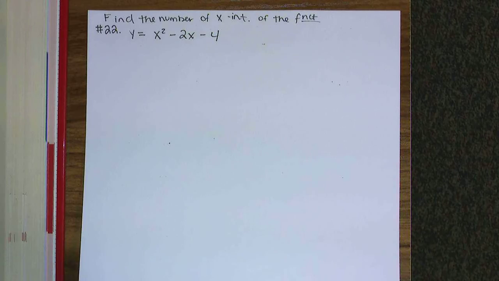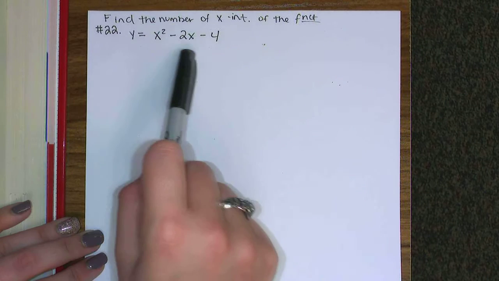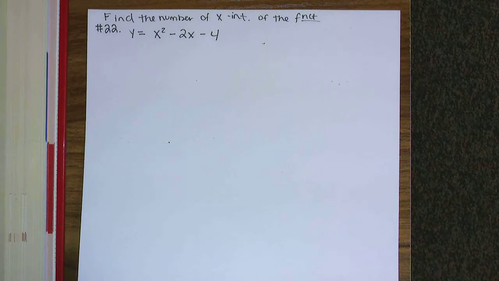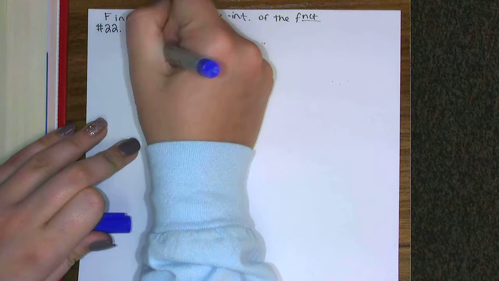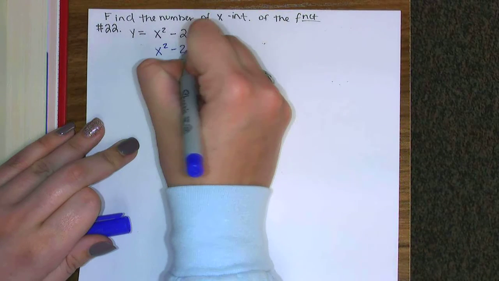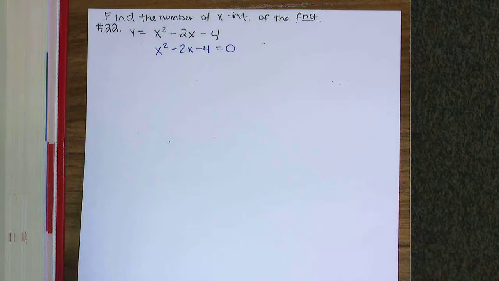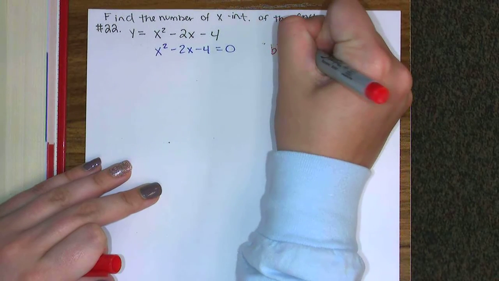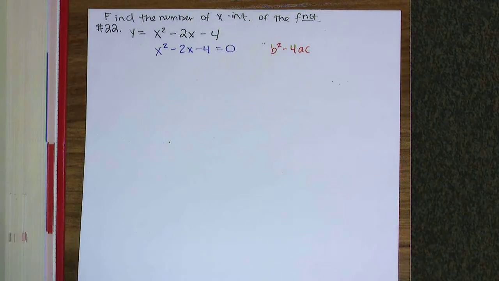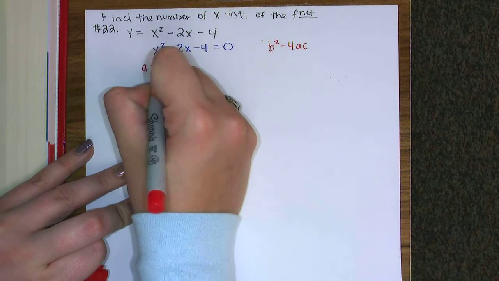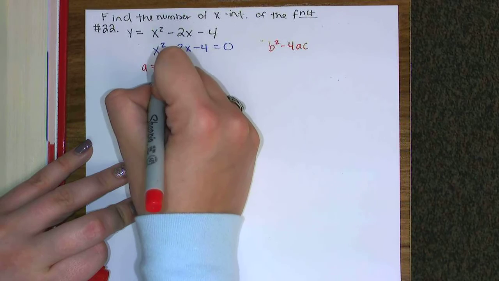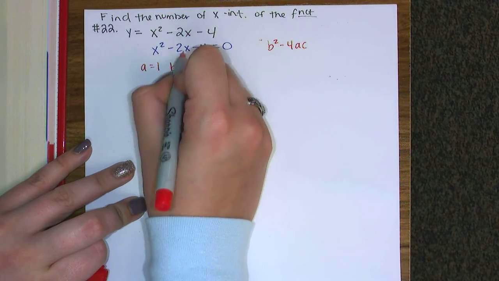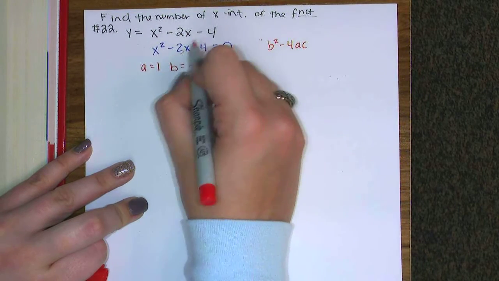Okay, this one looks a little different. It's just set up a little different in this case, but it's the same thing. We could rewrite it if we wanted to, just for clarity, as x squared minus 2x minus 4 is equal to 0. We could set it up that way just for the habit. Again, we're looking at b squared minus 4ac. We want to know if it's greater than 0, equal to 0, or less than 0. So a is 1, since there's nothing in front of this x. b is negative 2, the sign goes with it. And c is negative 4.